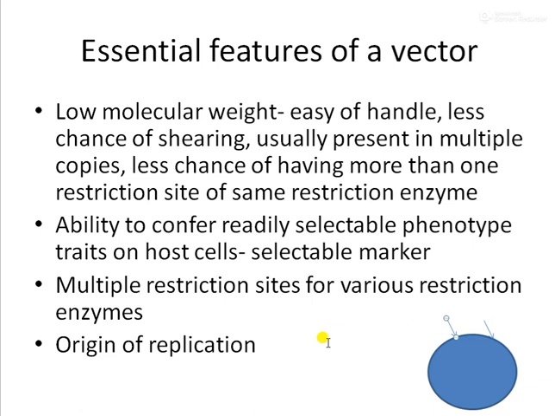And usually, to be a vector, it should be of low molecular weight, easy to handle, and with less chance of shearing. When it is of low molecular weight, it has less chance of having more than one restriction enzyme site for the same restriction enzyme. And always, to be a vector, it should code for a selectable marker, and it should have multiple restriction sites for various restriction enzymes, and also an origin of replication which will enable its replication.